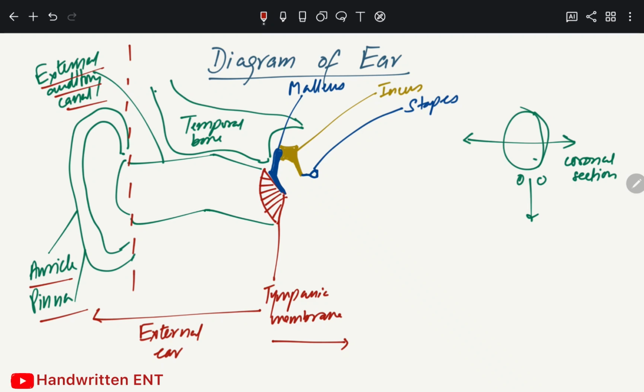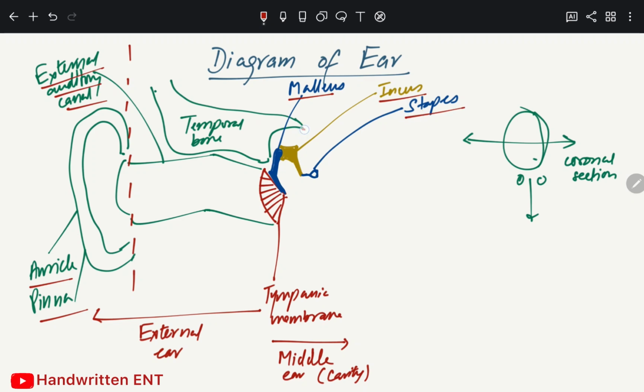Medial to the tympanic membrane, we have the middle ear. Sometimes it is called the middle ear cavity because it is a cavity which contains the malleus, incus and stapes.